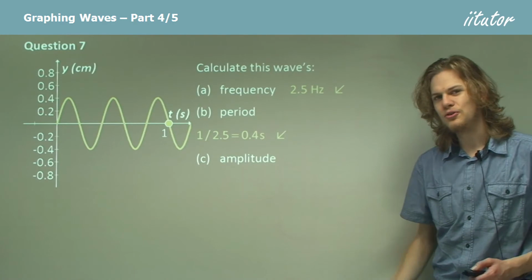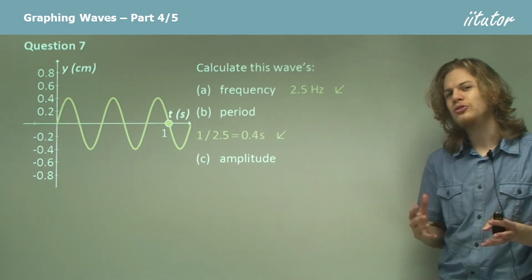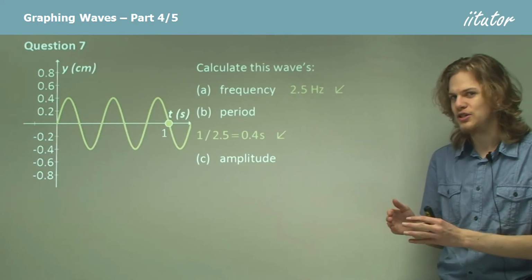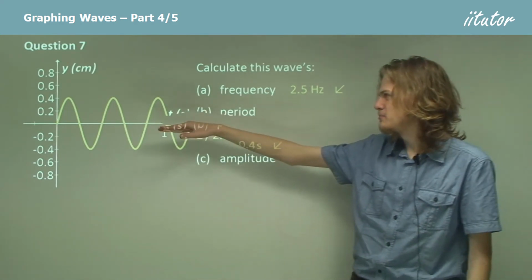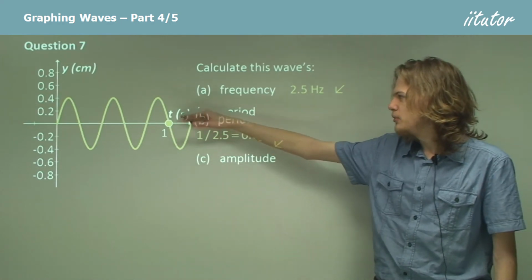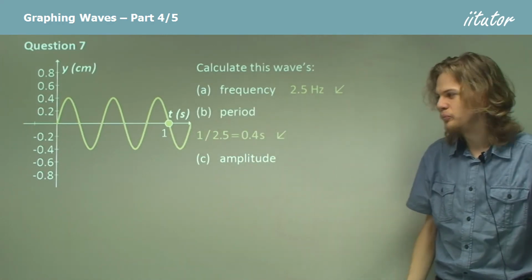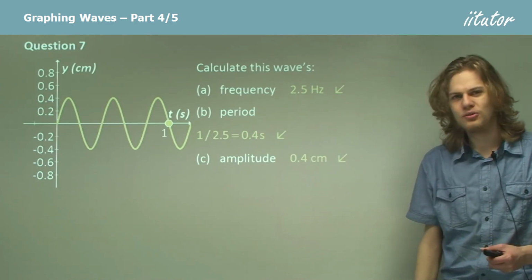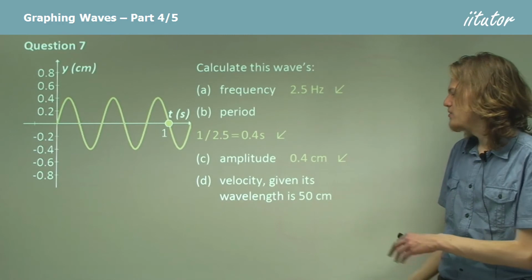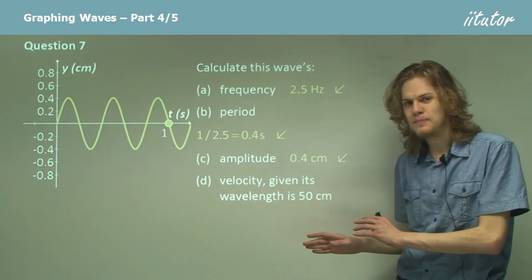Find the amplitude. Now remember, the amplitude is the displacement of a particle in the wave away from the rest position. The rest position is this 0 on the y-axis, and so we can see that our amplitude will be, that's right, 0.4 centimeters. Finally, find the velocity, given that its wavelength is 50 centimeters.